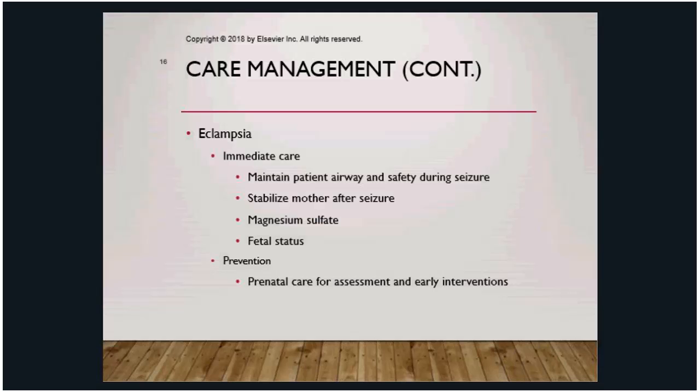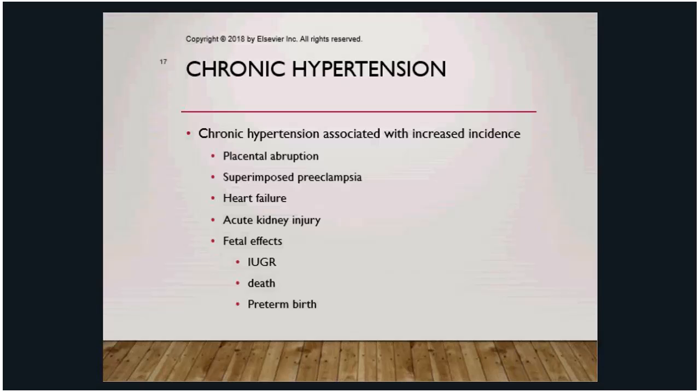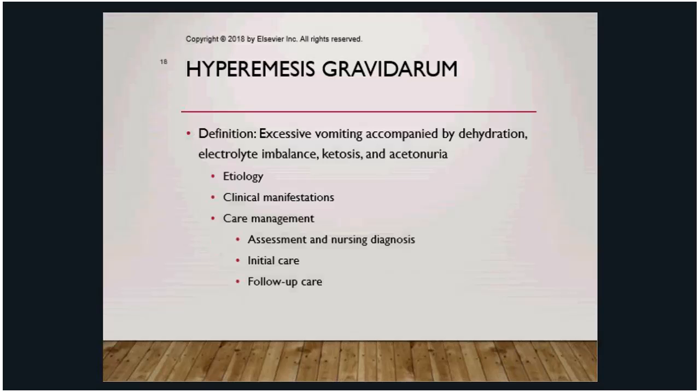Prevention is key, so prenatal care for assessment and early interventions. Chronic hypertension is associated with increased incidence of placental abruption, superimposed preeclampsia, heart failure, acute kidney injury, and fetal effects include intrauterine growth restriction, death, and premature birth due to chronic hypertension.